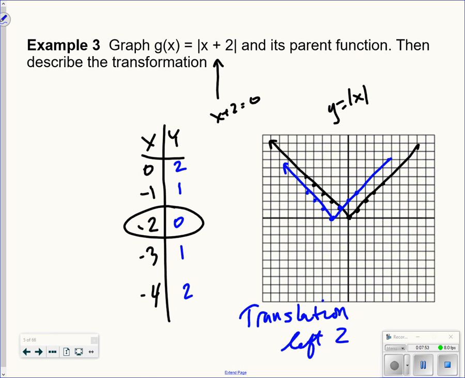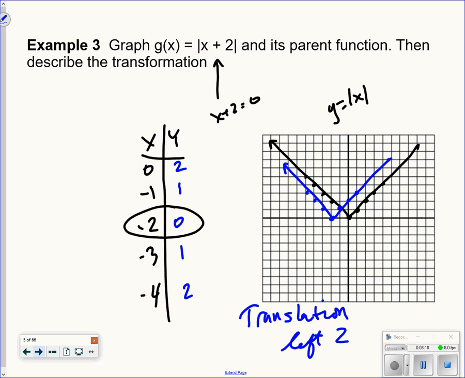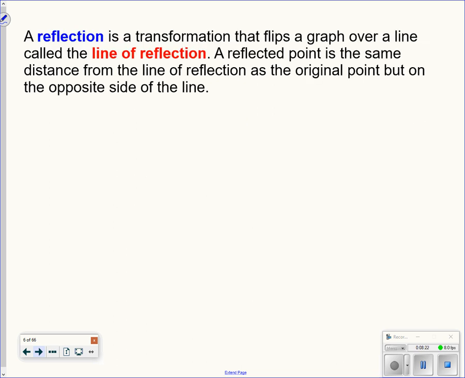Now, I want to talk a little bit about that. Anytime you have something inside your absolute value or even inside a parenthesis, that is a shift to the left and to the right. Now, it's opposite of what you might think. If you're adding 2, it's to the left by 2. If you're subtracting 2, it would have been to the right by 2. So again, translating up and down is when you're adding or subtracting to the end. Translating left and right is when you're adding or subtracting something inside the absolute value.